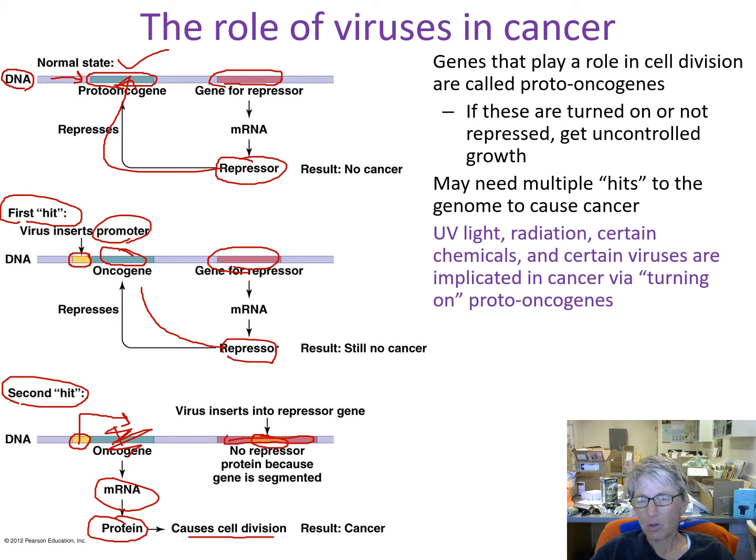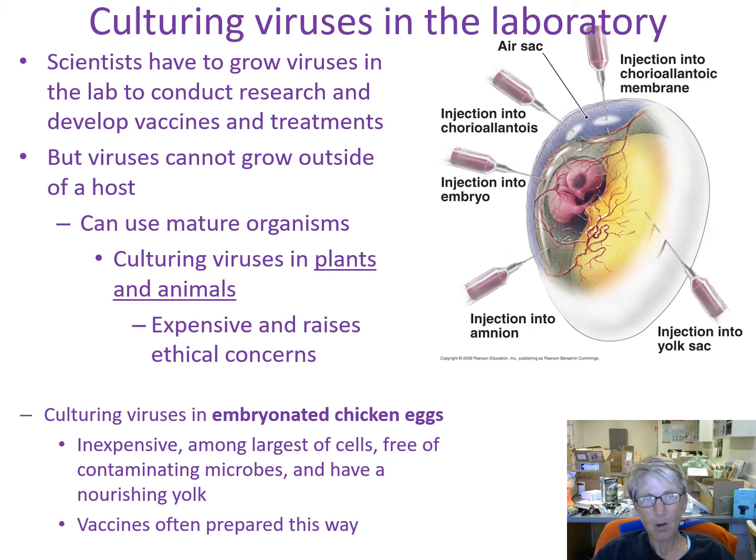So let's look at this in purple here. It says UV light, radiation, chemicals, and viruses are all implicated in cancer via turning on these proto-oncogenes using this two-hit hypothesis, or this two-hit method. All right, so how do you grow viruses in the lab?